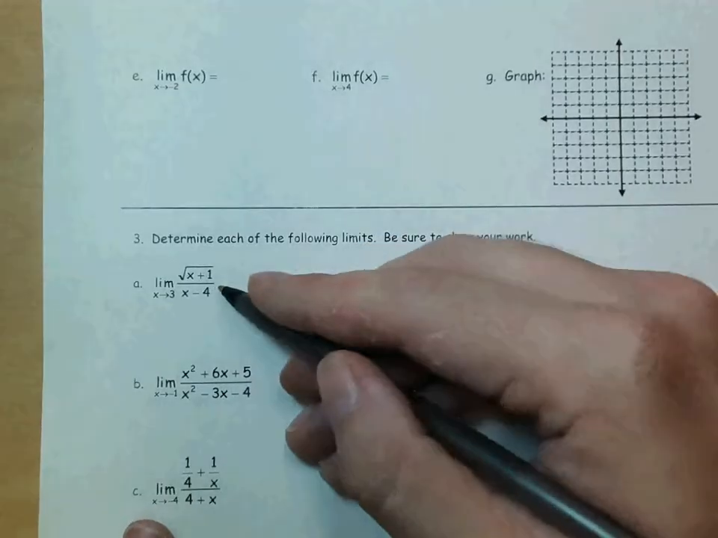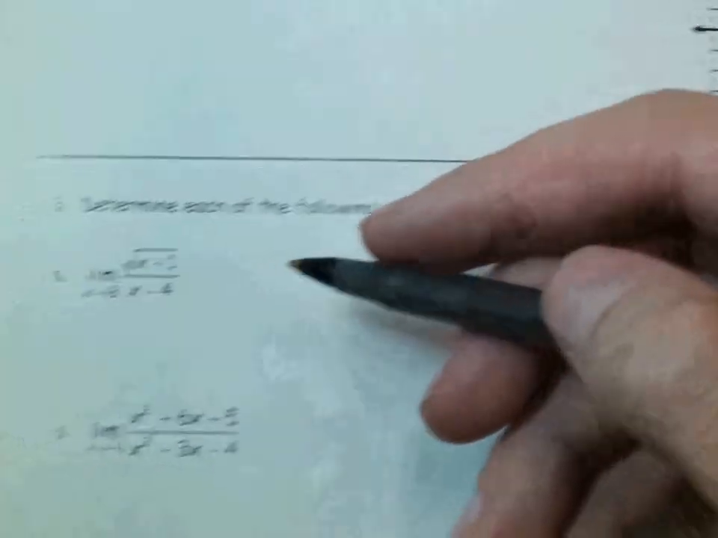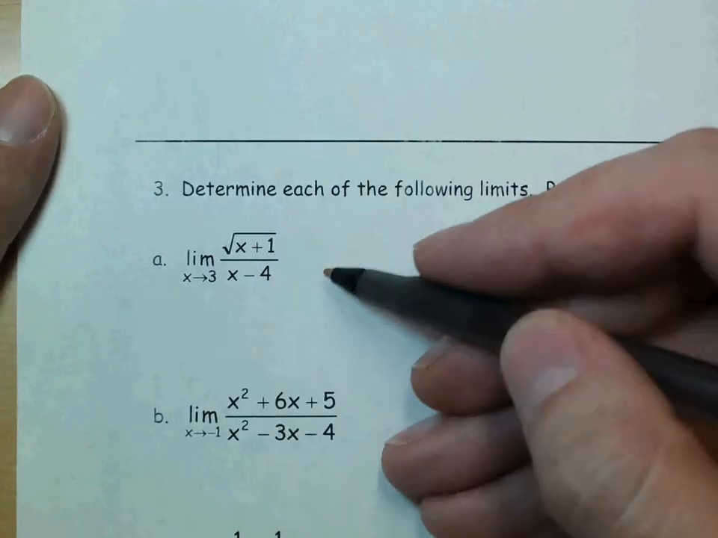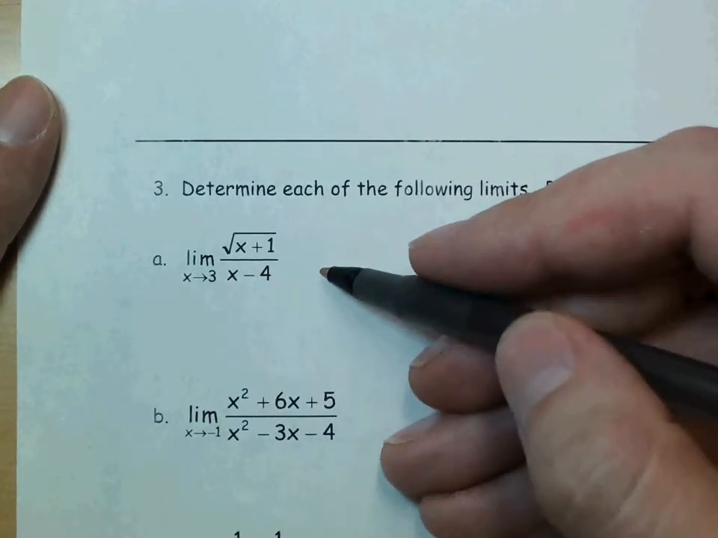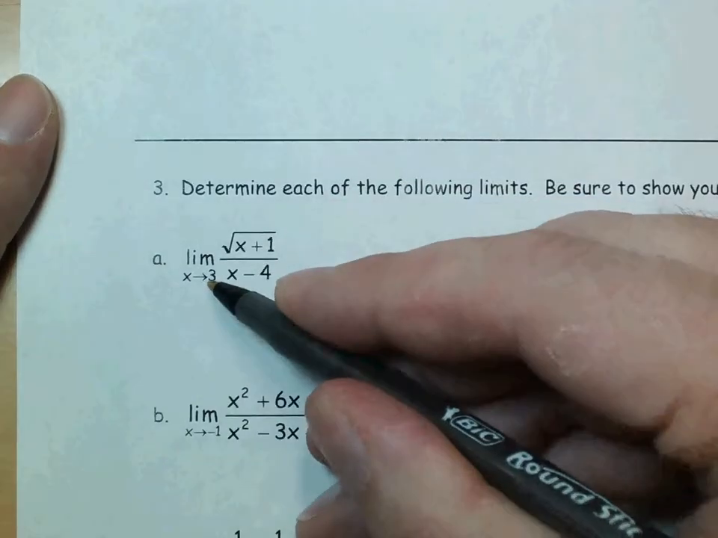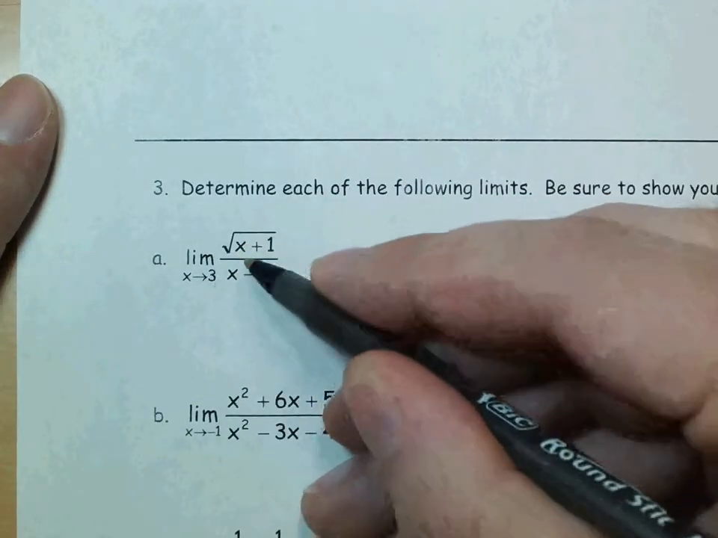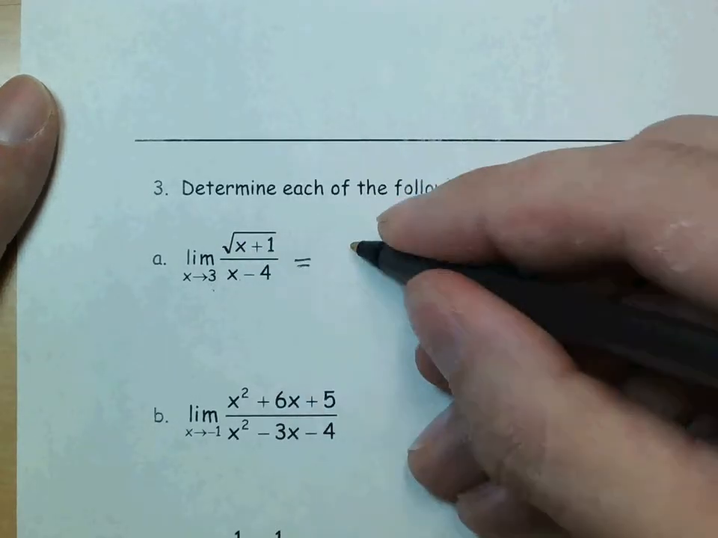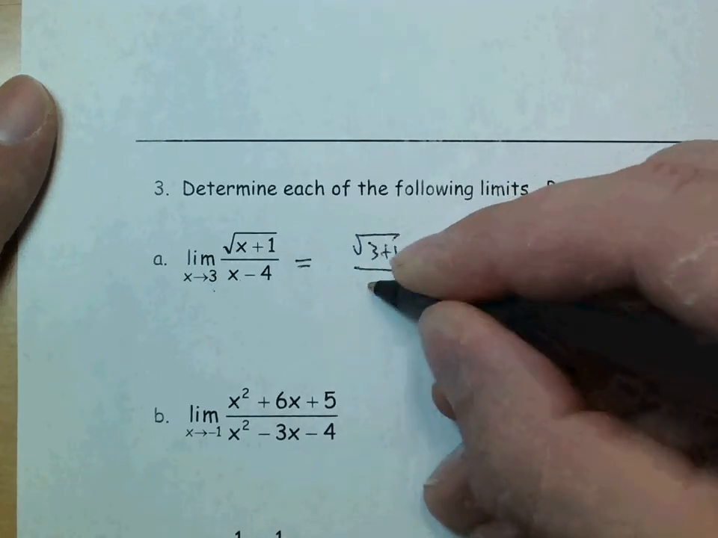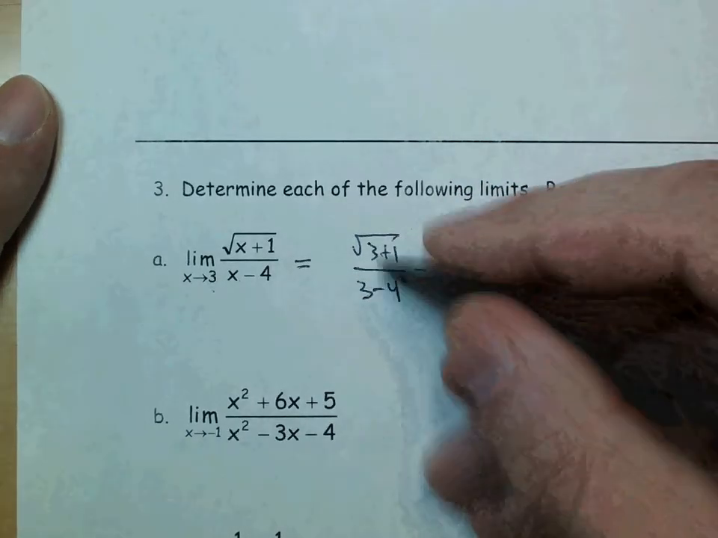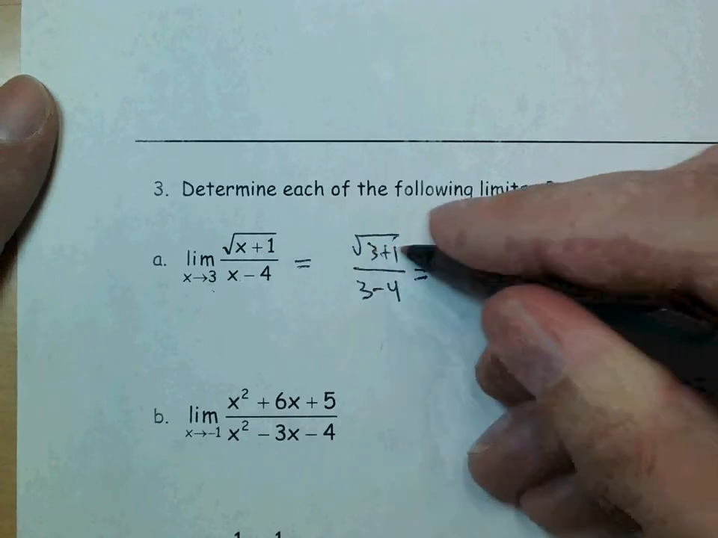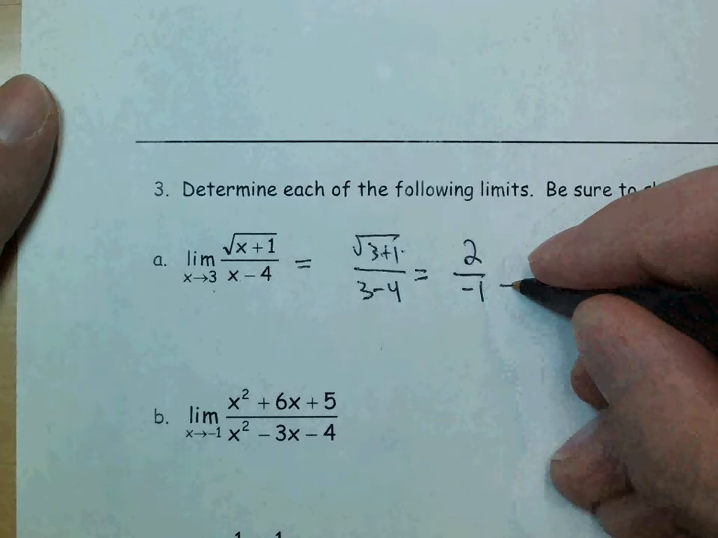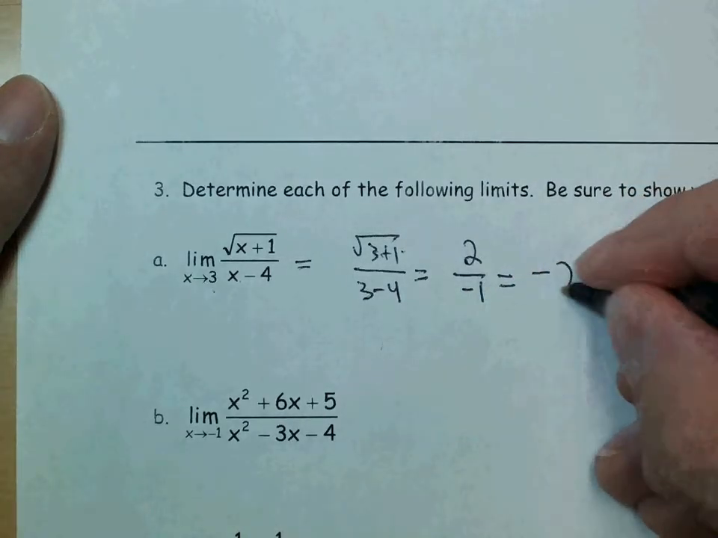We're going to start with A of number 3, and it says to evaluate this limit, and this looks like a square root one where we might multiply by the conjugate, but the first thing we should always try is to directly substitute 3. So the first thing I'm going to try to do is put in 3 here, and I get the square root of 3 plus 1 over 3 minus 4, which doesn't give me 0 over 0. 3 plus 1 is 4, the square root of 4 is 2, 3 minus 4 is negative 1, and so this limit is negative 2.